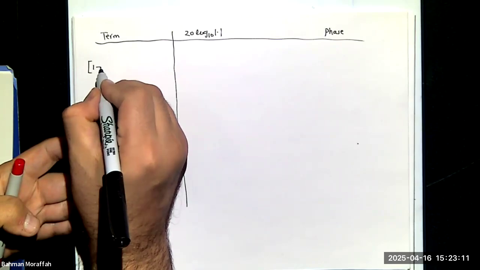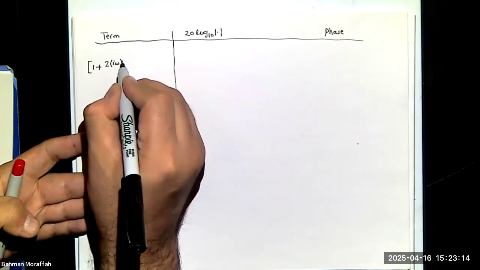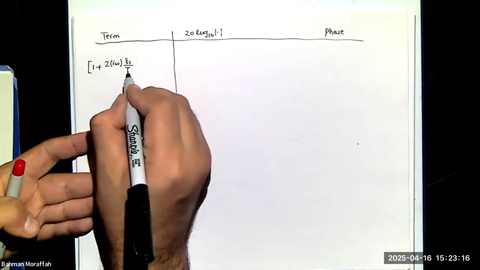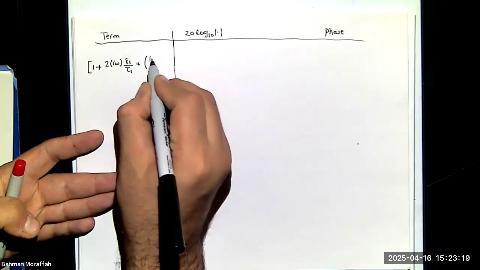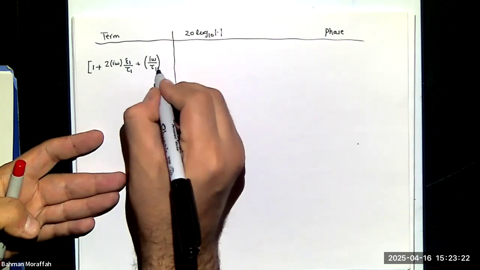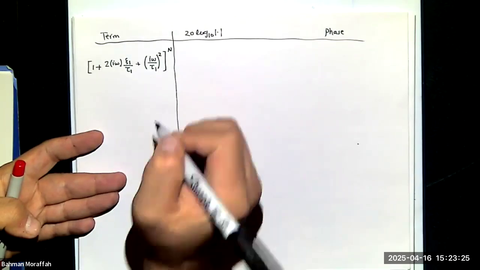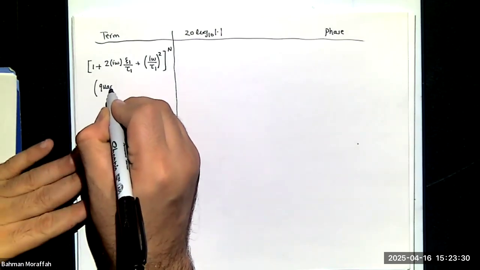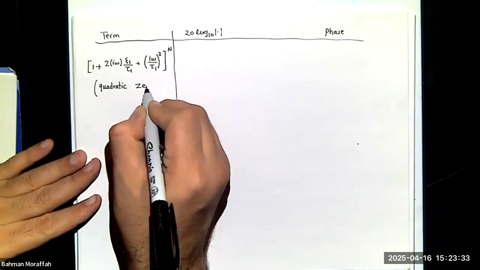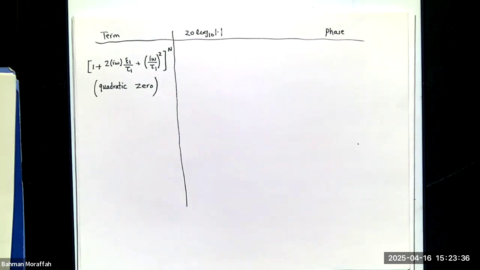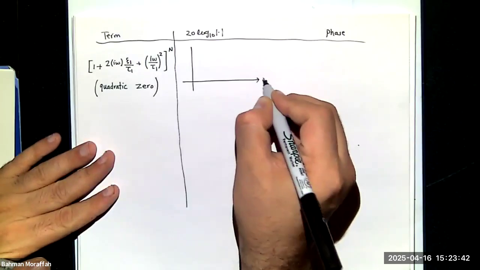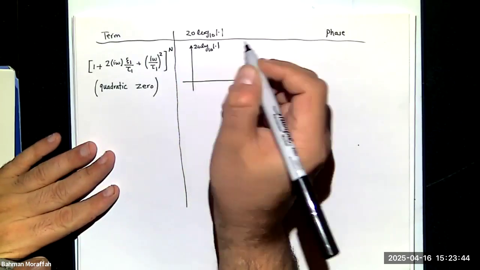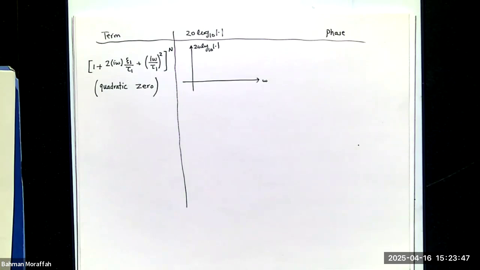So let's just say I have 1 plus 2 zeta 1 over tau 1 times I omega, plus I omega divided by tau 1, squared. Repeat it n times. This basically tells me I have a quadratic zero. Right? Well, if I look at the magnitude, 20 times log 10 of the magnitude, again, I know it says zero, so it should go up.